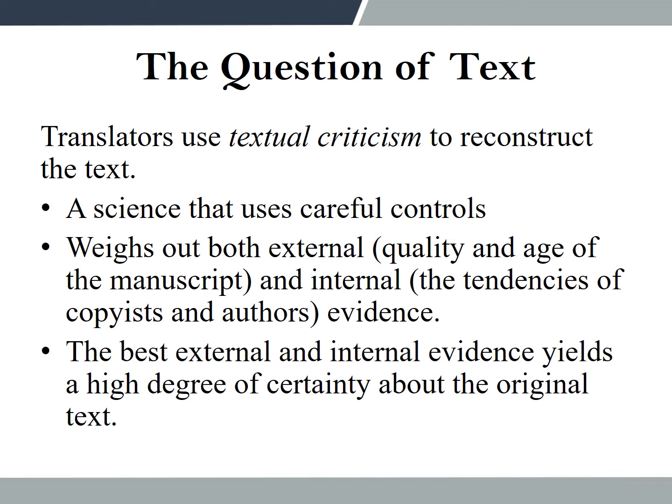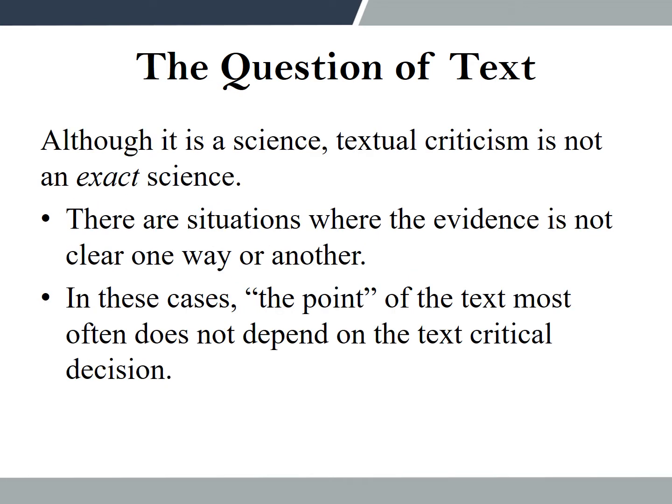It's a science that uses careful controls. It weighs external evidence, which is the physical manuscript itself, the quality of it, how well it has been preserved, how old it is, and so forth. Internal evidence is the tendencies that different scribes and authors would evidence. The best external and internal evidence yields a high degree of certainty about the original text. Although it is a science, textual criticism is not an exact science. There are situations where the evidence is not clear one way or another. In these cases, the point of the text most often does not depend on a text critical decision.